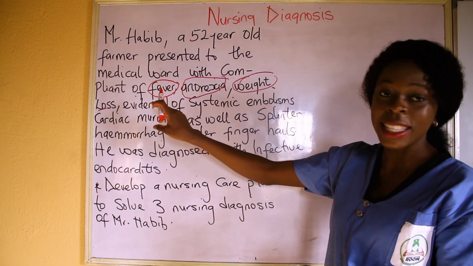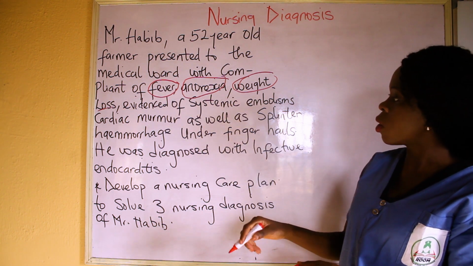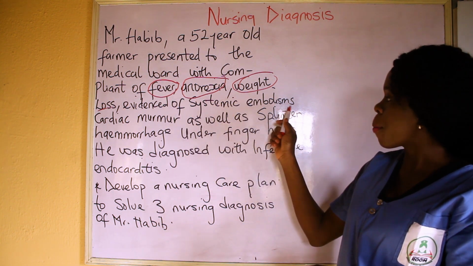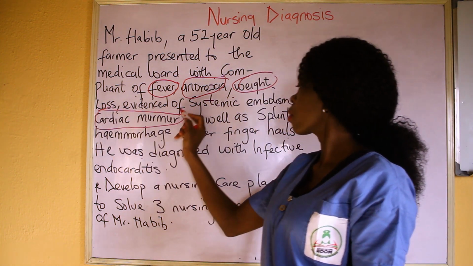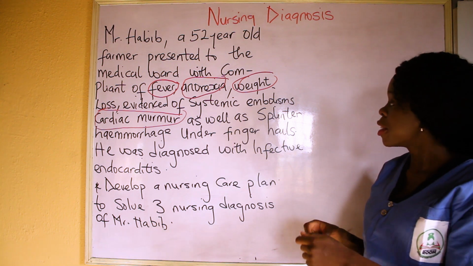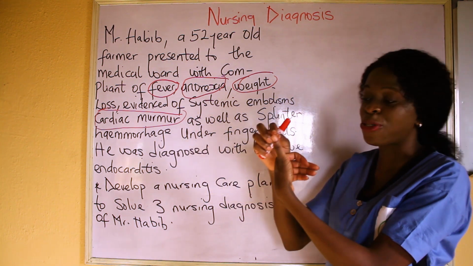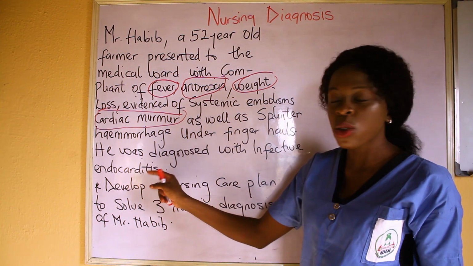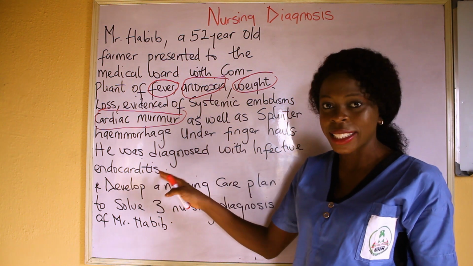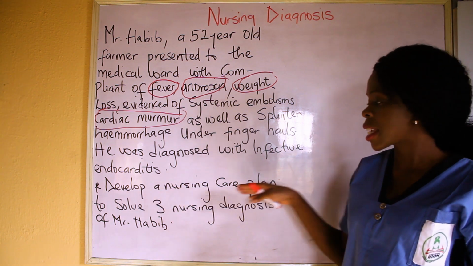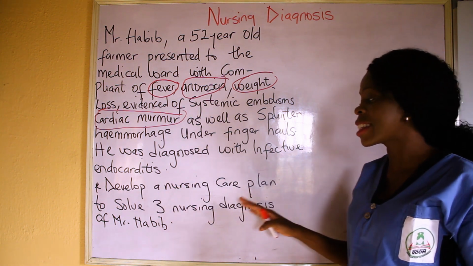That's how many signs and symptoms I've got now? 1, 2, 3. Weight loss, evidence of systemic embolism, cardiac murmur, as well as splinter hemorrhage under the fingernails. He was diagnosed with infective endocarditis. Develop a nursing care plan to solve 3 nursing diagnoses.